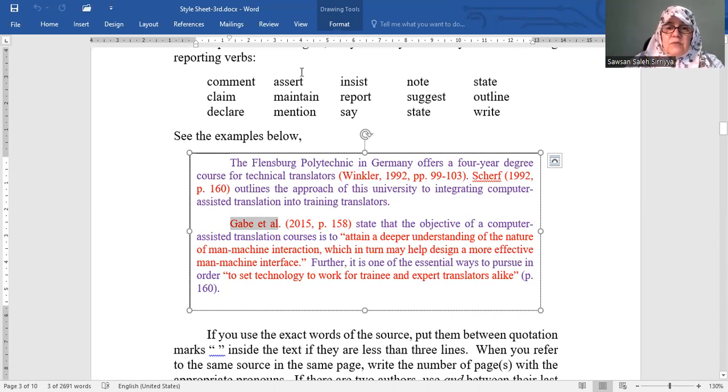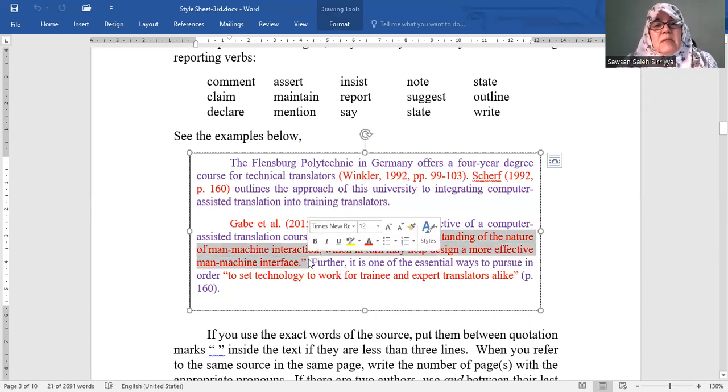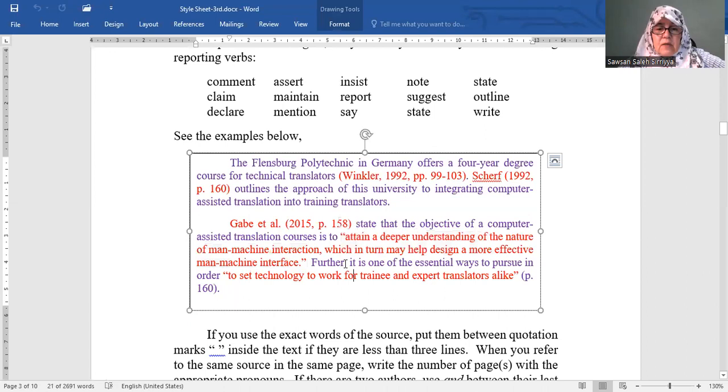Use any of these verbs to, let us say, state your quotation. State that the objective of computer-assisted translation courses is to... Notice the quotation here is between 2 inverted commas. These are the exact words of the source. And because they are less than 3 lines, I put them inside the text. Further, this is a transition word.